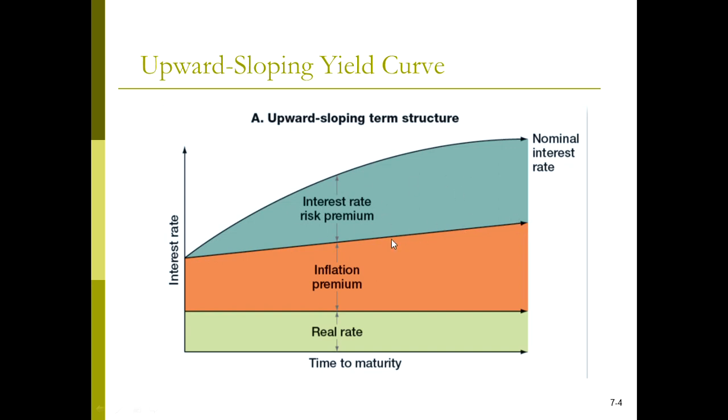The third component of the yield curve is the interest rate risk premium. The longer the maturity, the higher the uncertainty, so people will require a higher interest rate to compensate for the uncertainty. That is why this is also an upward sloping curve for the interest rate risk premium. So add all the three components together, the overall yield curve is upward sloping.